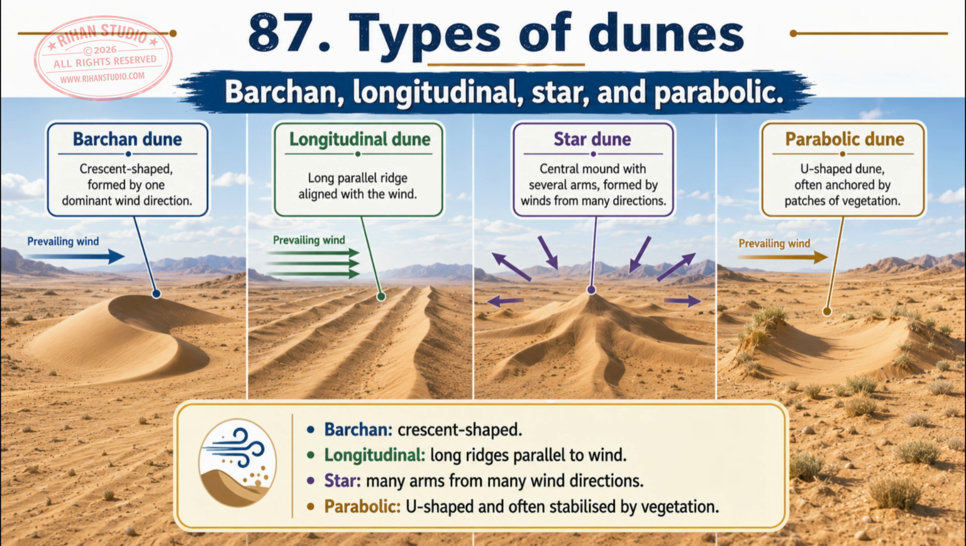There are several types of dune. Barchan dunes are crescent-shaped and form where sand is limited and the wind blows from a single direction. Longitudinal dunes are long ridges lying parallel to the wind. Star dunes have several arms and form where winds come from many directions. Parabolic dunes are U-shaped and are often anchored in place by patches of vegetation.